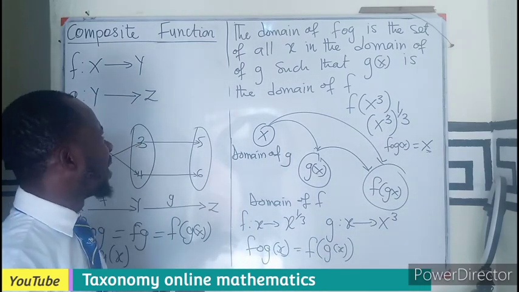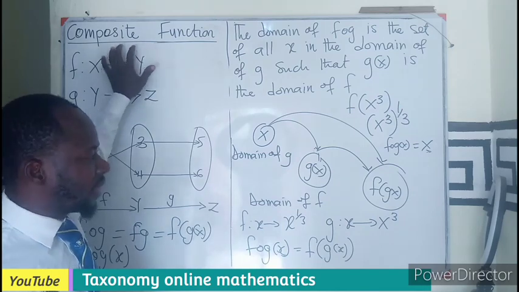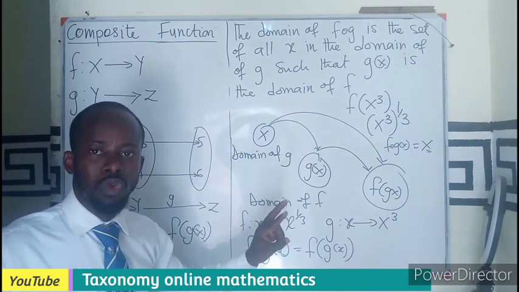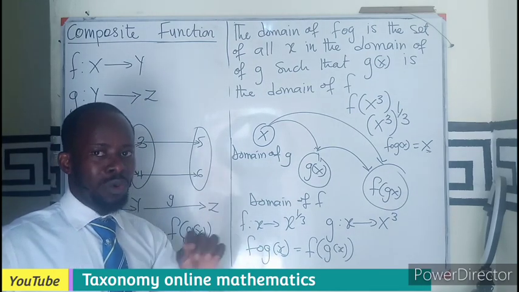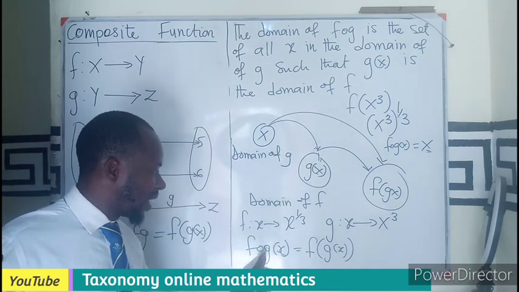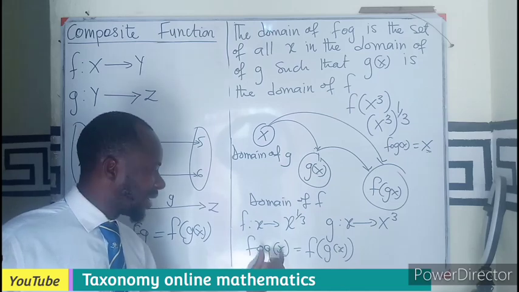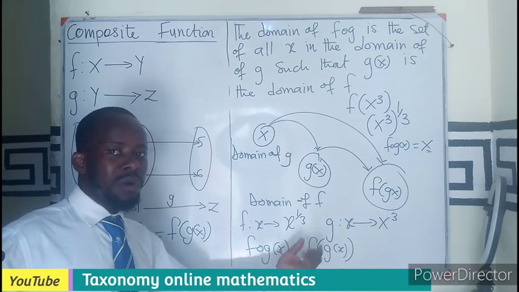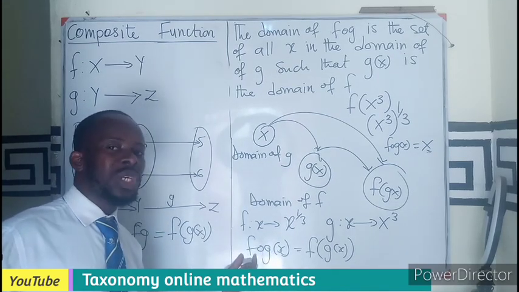So all we are trying to say is that a composite function is a combination of two functions. So it could be a function of a function. When the function is given to you, we call it the function g followed by the function f.